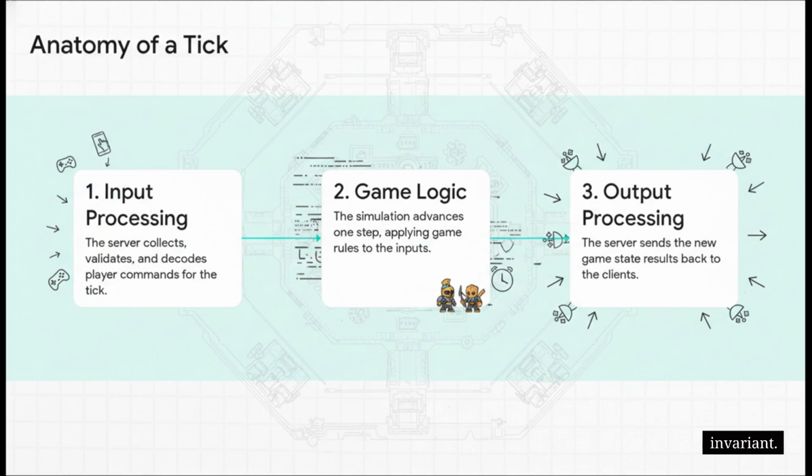First, you've got input processing. The server just listens and collects all the commands from both players. Then, Act 2, game logic. It takes those inputs and advances the simulation forward by just one step. Finally, output processing. The server tells both players what the result was. And this whole cycle repeats over and over at an absolutely blistering speed.